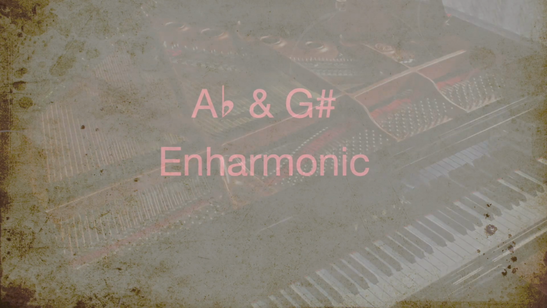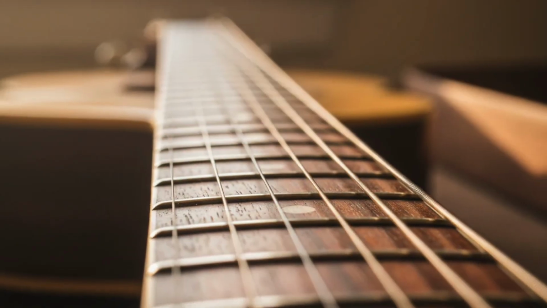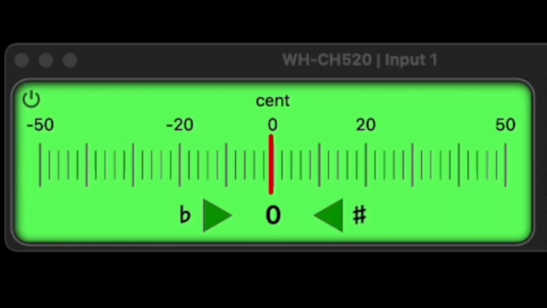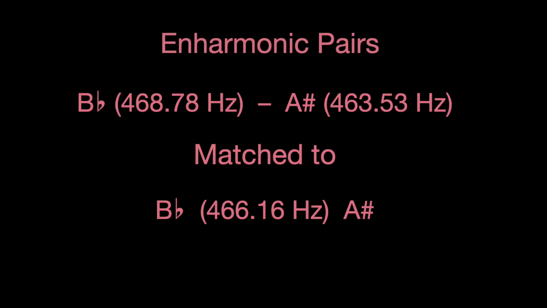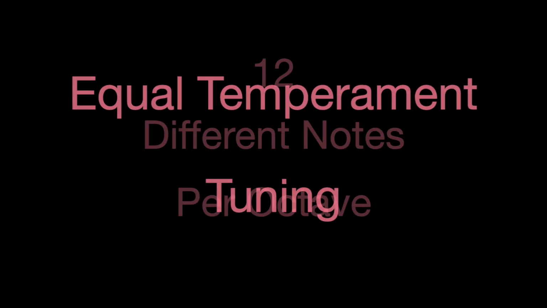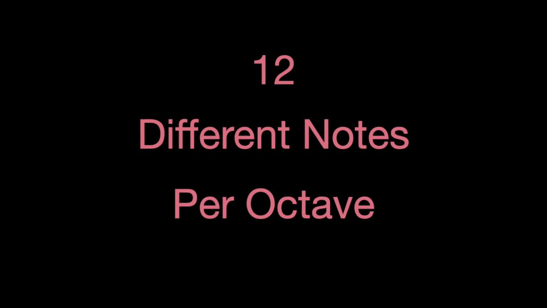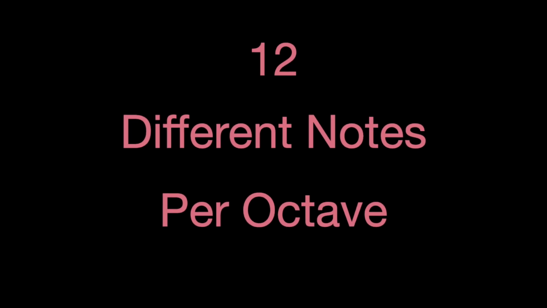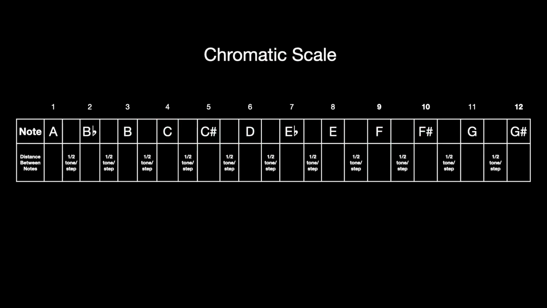In the case of instruments like piano, marimba, and guitar, among others, pairs of enharmonic notes are matched to each other's pitch. Therefore, they are tuned to a frequency that is halfway between the exact frequency of each of the notes. This type of tuning is called equal temperament tuning, and it reduces the different notes within an octave to 12. If those 12 notes are arranged by pitch proximity, the resulting sequence is the chromatic scale, which has a half step between each note.